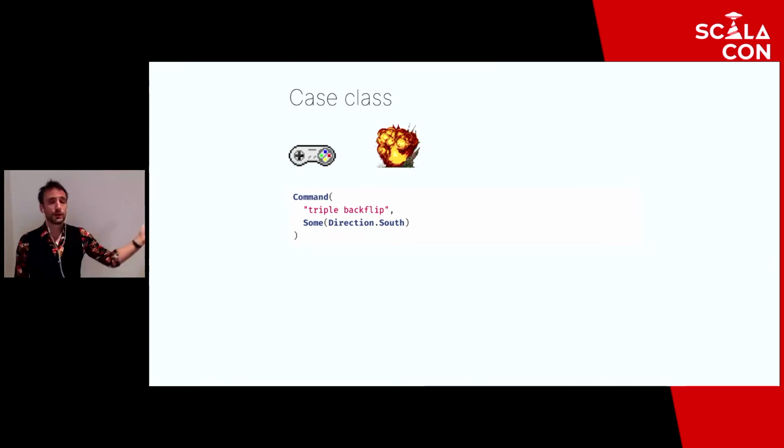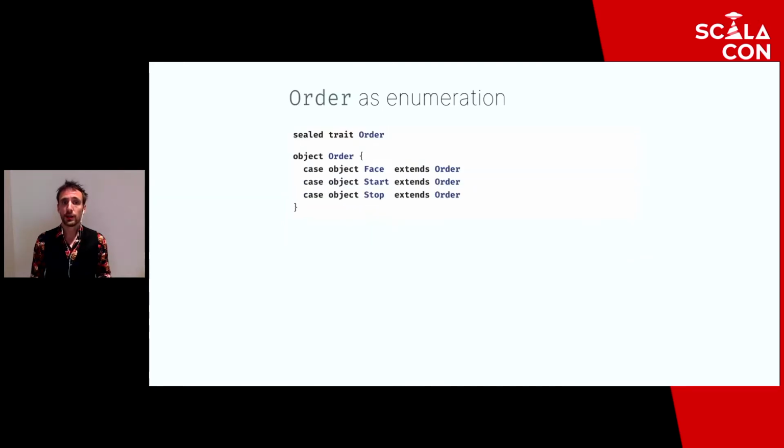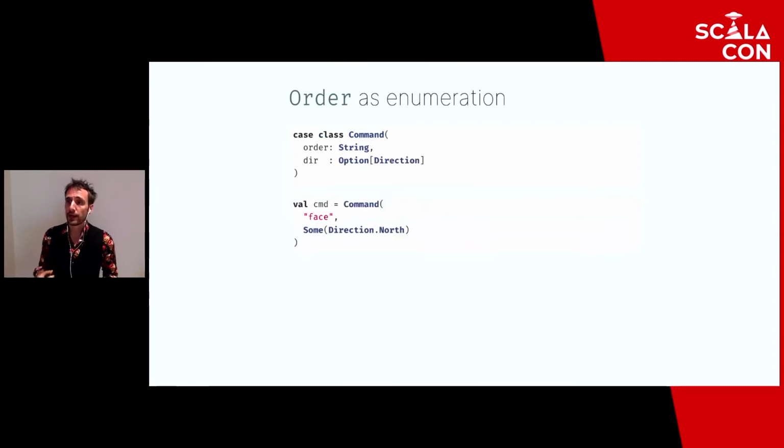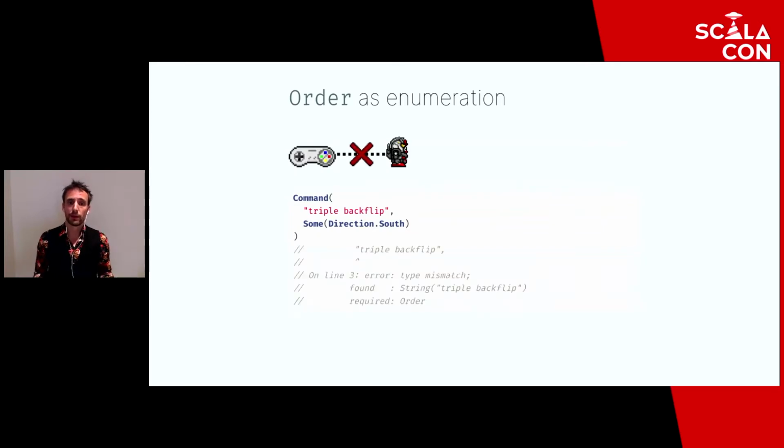But fortunately, we know exactly how to deal with that situation, don't we? Because we've just seen that with directions. We have a known set of values, face, start, and stop. So instead of using a string, we can use an enumeration order, which is a sealed trait, with the values face, start, and stop, which allows us to refactor command to not take an order as a string, but an order as an order. And this works a lot better because now triple backflip will not compile because that's not a valid order.